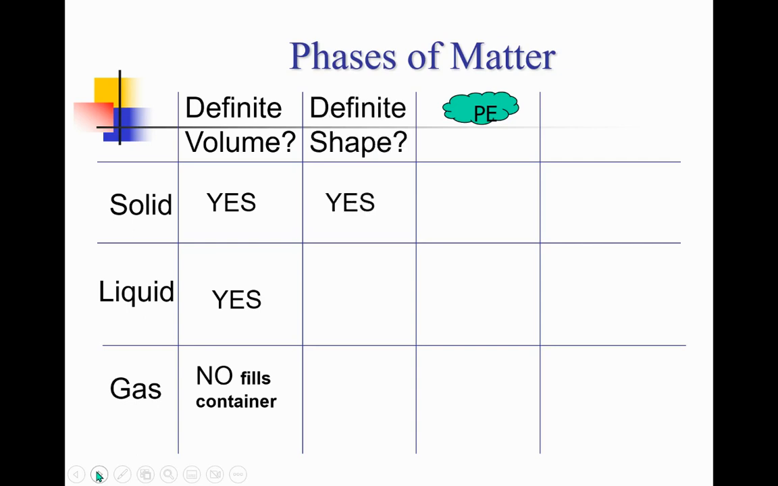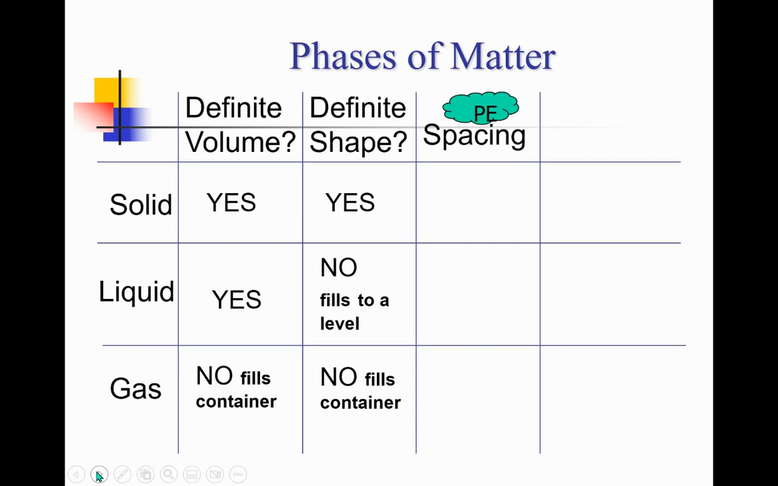Definite shape. Solids have definite shape. Your desk looks exactly the same yesterday, today, and tomorrow when you come in. Liquids, however, will change shape depending on the container you put them in, but they'll only fill to a level, whereas gases fill the entire container every time.